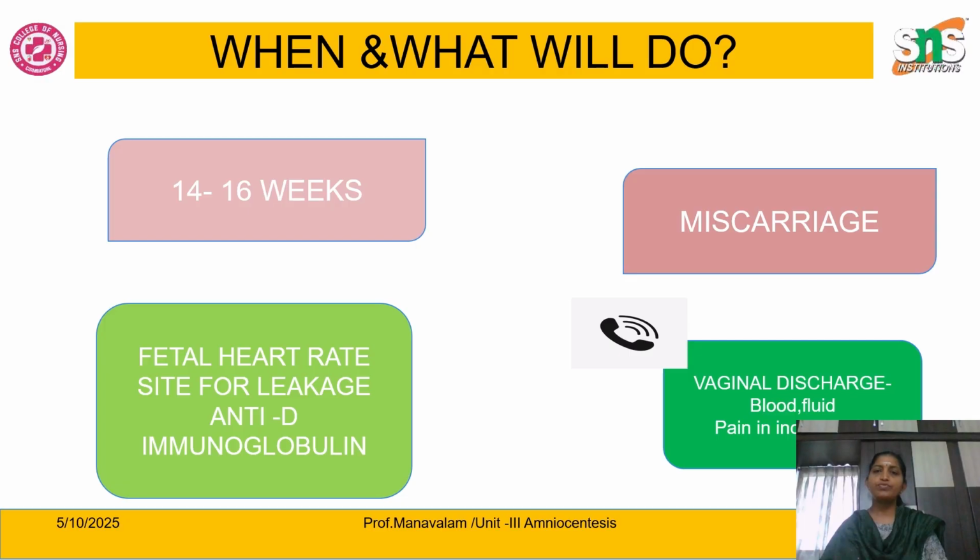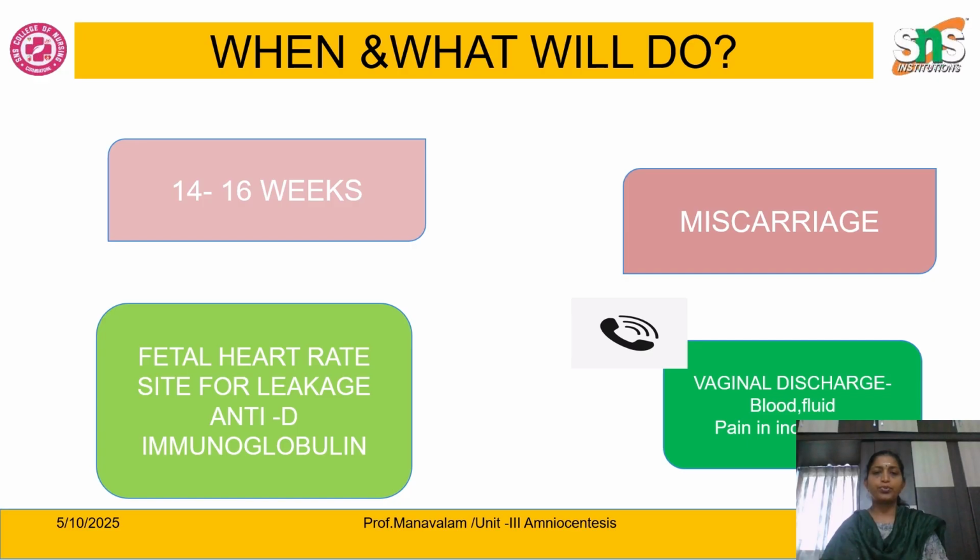Next, when and what will we do in this amniocentesis procedure. Actually, this procedure is done, as I already said, between 14 to 16 weeks of pregnancy. After this procedure, there is a chance of miscarriage, but the chances are very low, 0.5 to 1 percent, of it ending as an abortion.